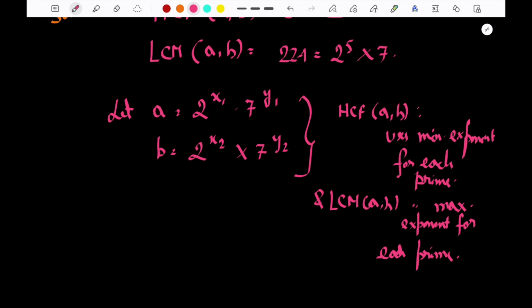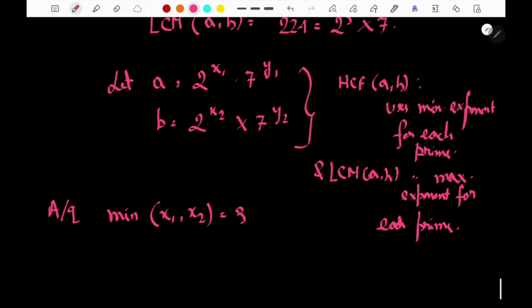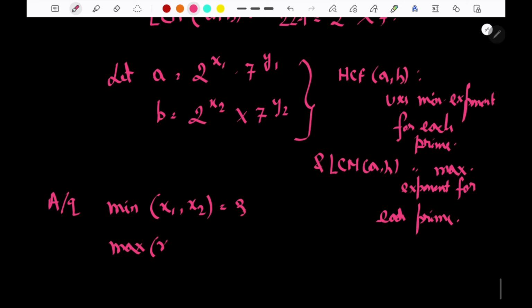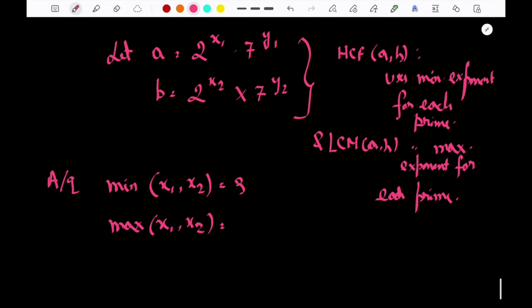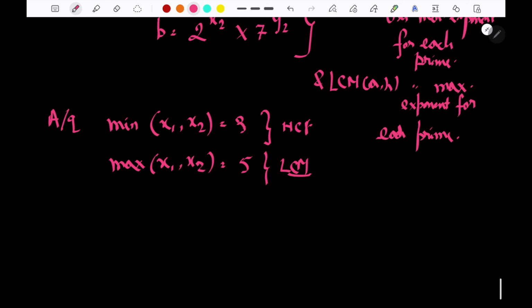Now these are the only possible exponents. According to the question, minimum of x1 comma x2, I am only talking of the exponent, is equal to 3. Now maximum of x1 comma x2 will be 5, as written here, 2 to the power 5. Now this comes from HCF and this comes from LCM. So it means one of the exponents must be 3.